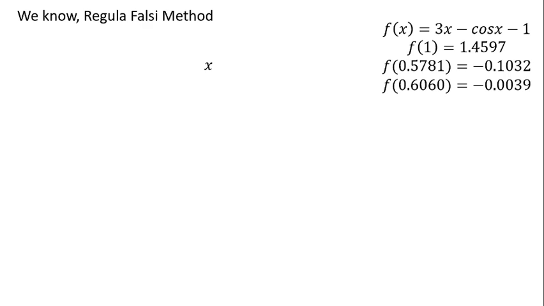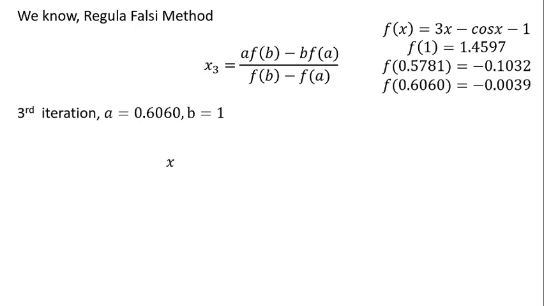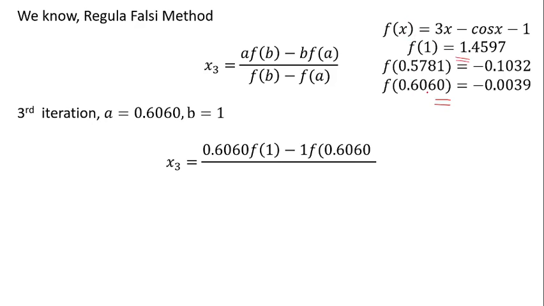So again we know the regula falsi method. X3 is equal to a into f of b minus b into f of a divided by f of b minus f of a. Now we know the values of a and b. In the third iteration, a is 0.6060, b is 1. I think it is clear now why a is 0.6060: because f of 0.6060 is negative and f of 1 is positive, so the root lies between these two points.